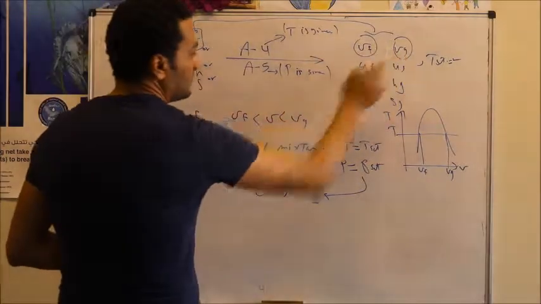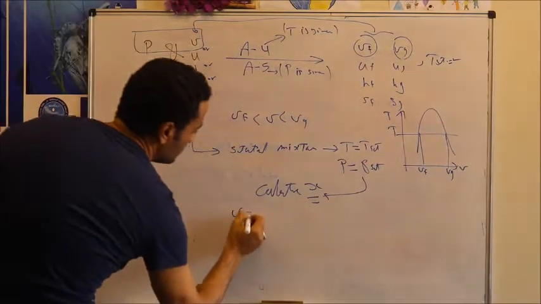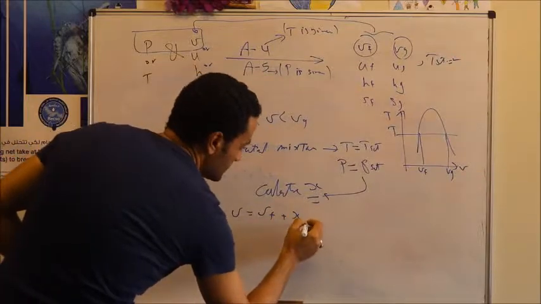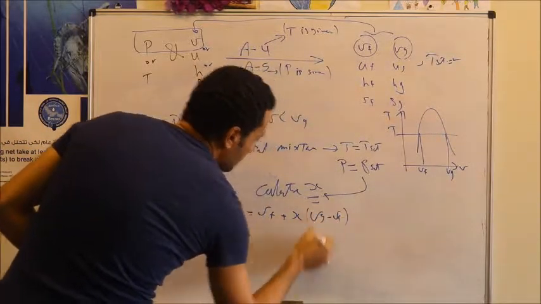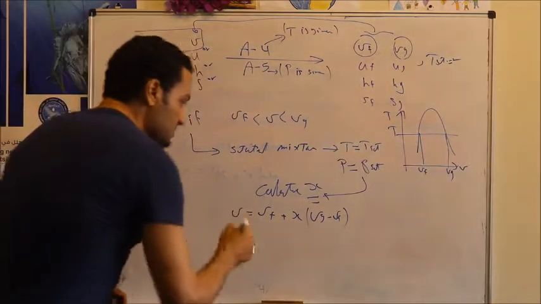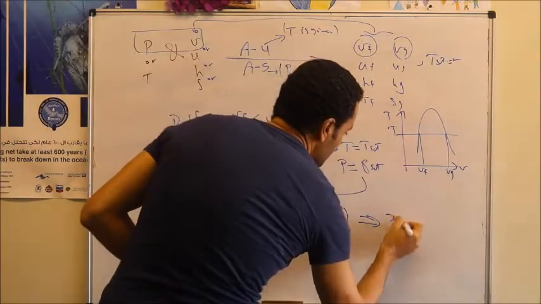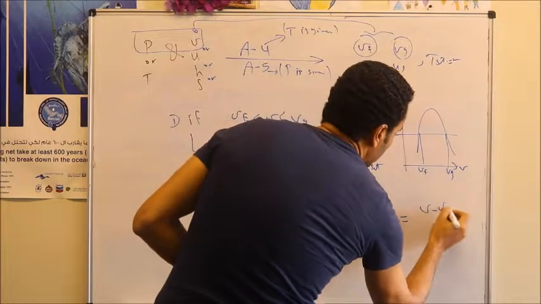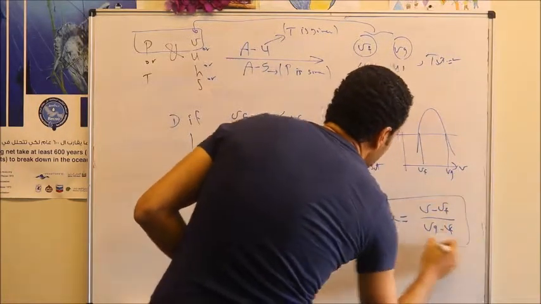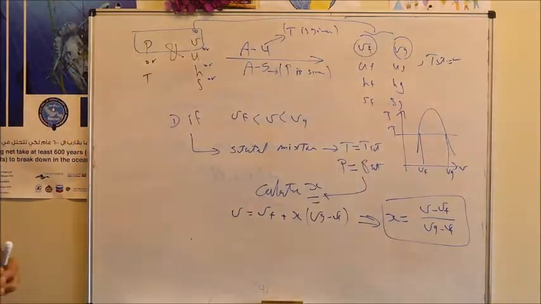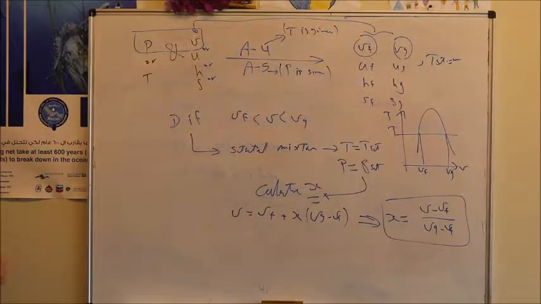And we do have V fluid and V gas, and we said V is equal to V fluid plus X multiplied by (V gas minus V fluid). From this relation, we can get the quality of the mixture: X will equal (V minus V fluid) divided by (V gas minus V fluid). Okay? Now we have calculated X.